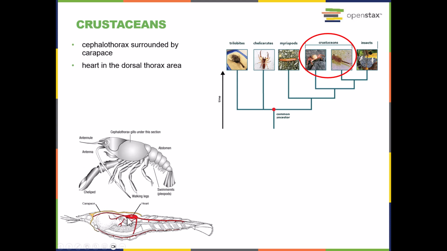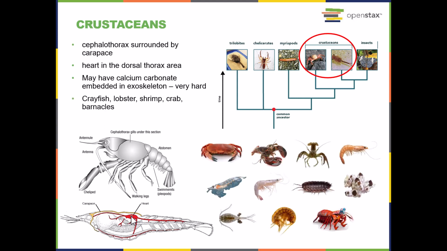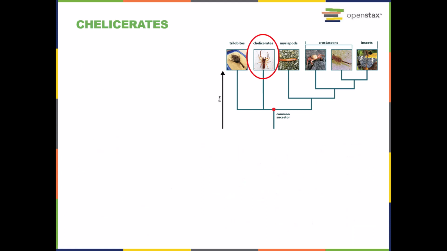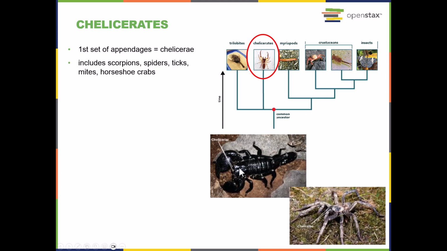They have a heart in the dorsal thorax region here. Many of them will have very hard exoskeletons, often harder than a lot of the insects because there's a lot of calcium carbonate embedded into that exoskeleton. And this group includes the crayfish, lobster, shrimp, crab, and barnacles. Next, we have the chelicerates. The distinction with chelicerates is their first set of appendages is modified into a structure called a chelicerae. This group includes scorpions, spiders, ticks, mites, and horseshoe crabs.